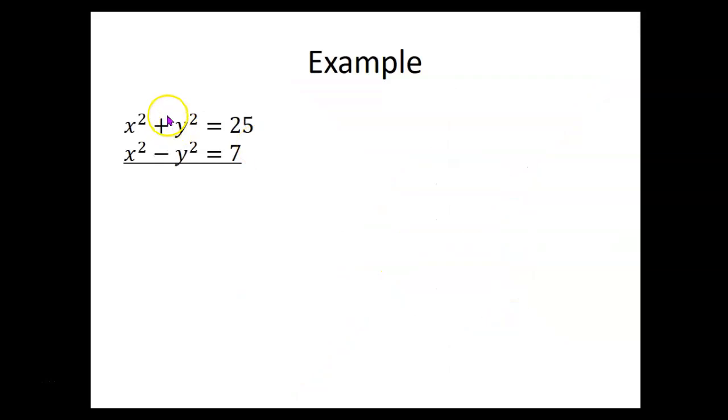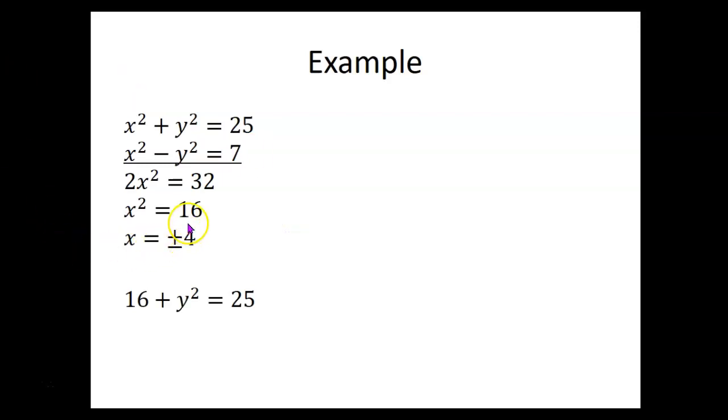So like I said, we're going to add the two equations together, which results in 2x squared plus 0 equals 32. From here, I can divide both sides by 2 and get x squared equals 16. Which means x would equal the positive or negative square root of 16, plus or minus 4.